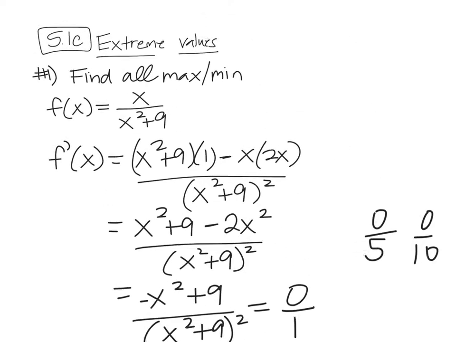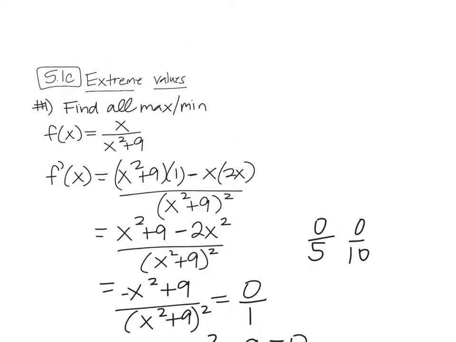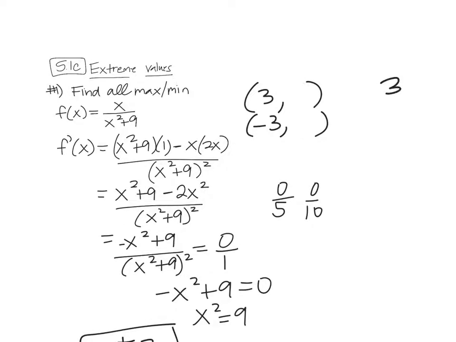Okay, so those are going to be our critical points. We're going to go back up to our original function, and we're going to find out what they are. Are they a maximum? Are they a minimum? What are they? Bless you. All right, so here we go. We've got 3. We'll plug that in, and we'll plug in negative 3. So if you plug in 3, you get 3 over 9 plus 9. So 3 over 18, so 1/6. Okay? 1/6. And then plug in negative 3. You get negative 3 over 18, which is negative 1/6. All right. Pretty easy to decide.